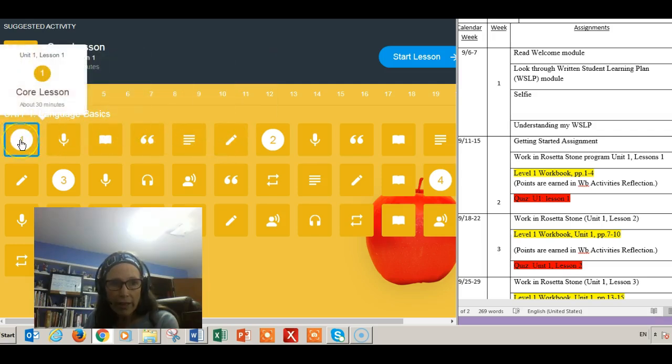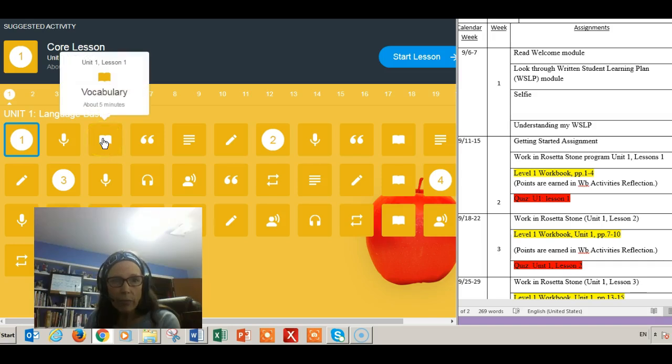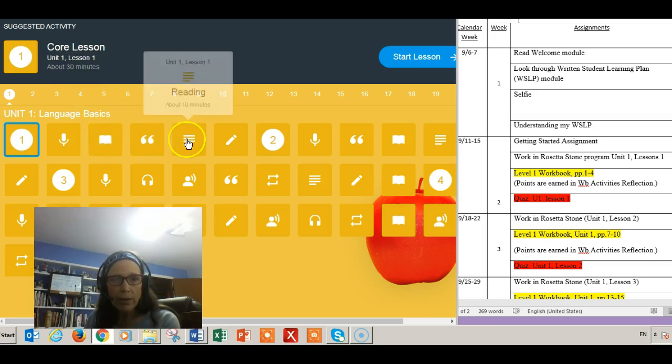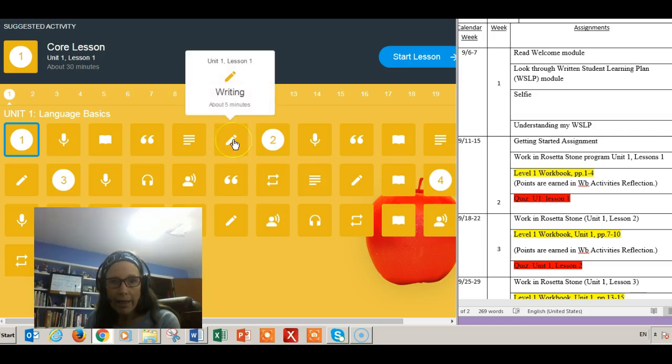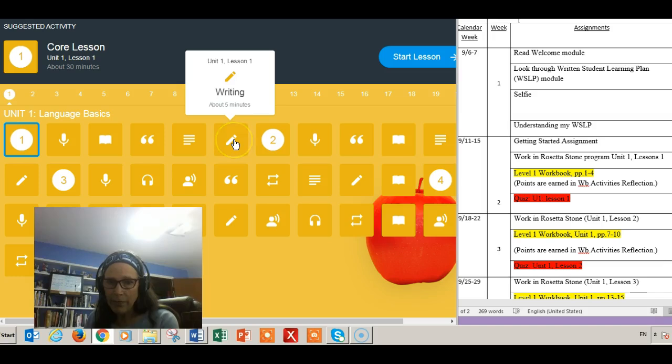So this is the core lesson, and it tells you it takes about 30 minutes. Then you have to do a pronunciation lesson, a vocabulary one, a grammar one, a reading one, and a writing one. So I expect you to do all of these. And you should have a green check mark next to them if they're done and completed. If you do them and you don't do very well at it and you miss a lot, it won't show a green check mark. You can go back and redo it.